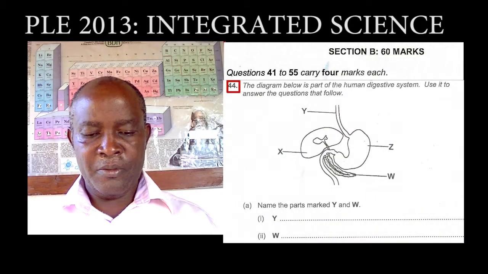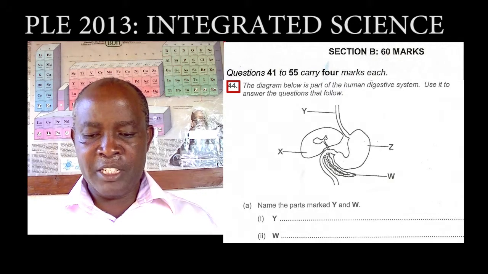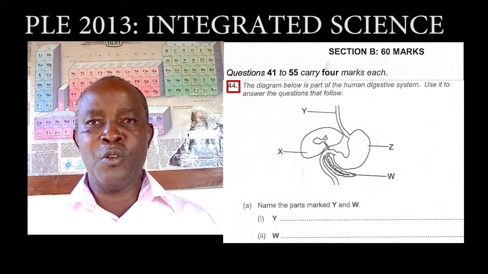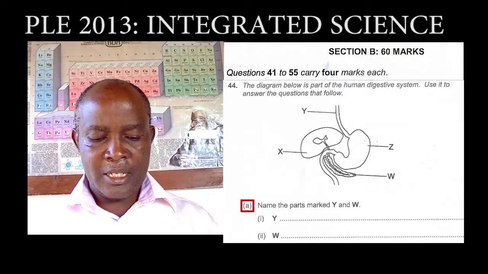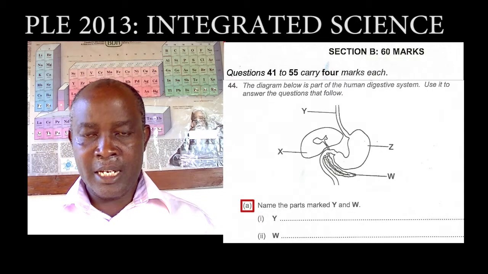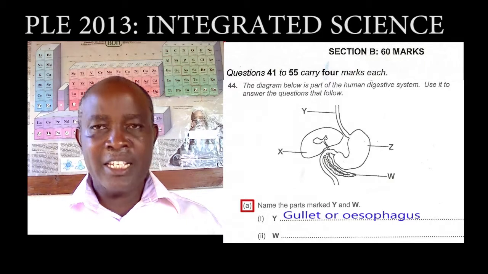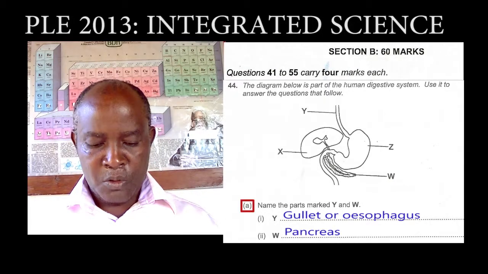Number 44. The diagram below is part of the human digestive system. Use it to answer the questions that follow. Name the parts marked Y and W. Part Y is the gullet or esophagus. Part W is the pancreas.